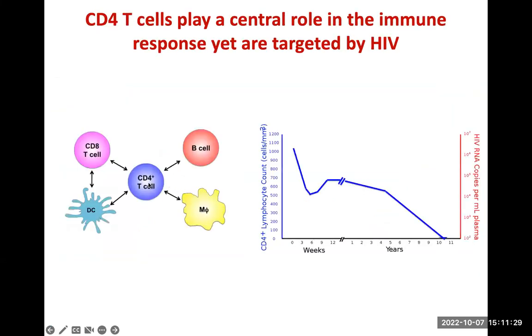So we can just revisit CD4 T cells again a little bit. You remember that they are the coordinators of various components of the immune system, and what HIV will do is knock down those ones, and that's what causes the immune system to collapse eventually.